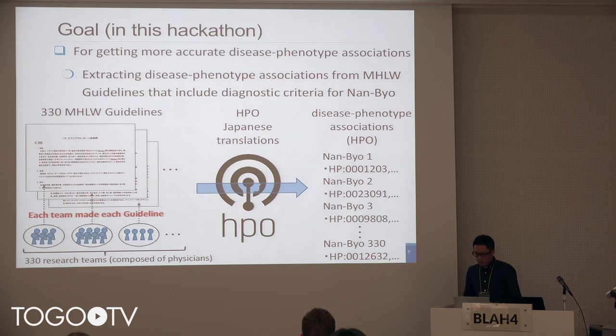And we used human phenotype ontology to extract phenotypes from guidelines because HPO is often used for computational deep phenotyping in rare diseases. And these guidelines are written in Japanese, so we used HPO Japanese translations. The goal is to get disease phenotype associations from these guidelines for each Nanbyo.